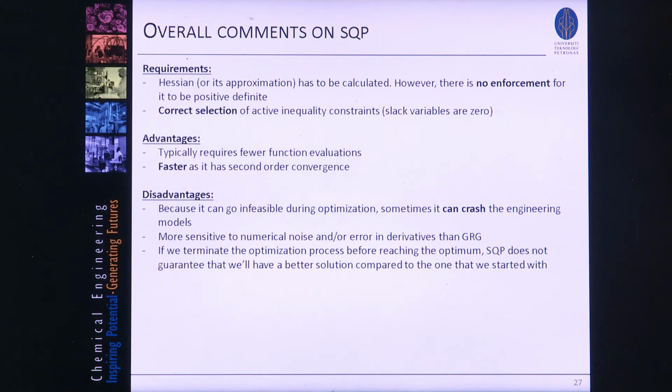Some comments. The Hessian matrix or its approximation has to be calculated. There is no enforcement for it to be positive definite, so it can be anything, because it can be updated and updated, depending on the approximation for the Hessian matrix that we are using. And then the correct selection of active inequality constraints is also required. It is faster as it has second order convergence, and it typically requires fewer function evaluations.